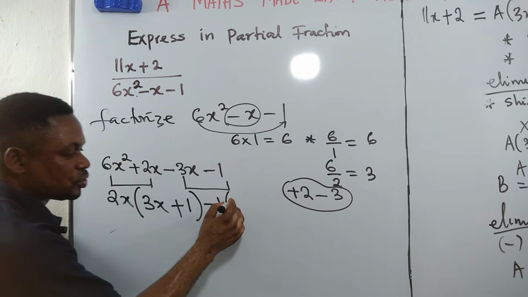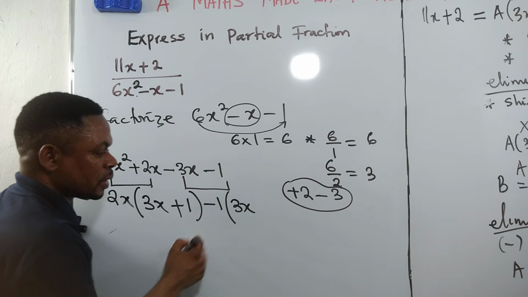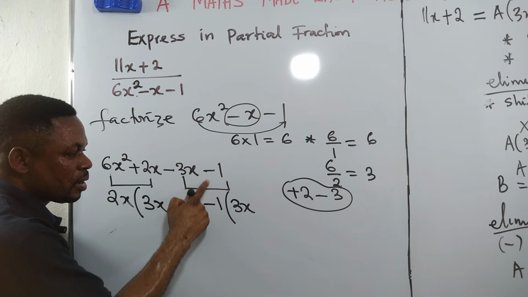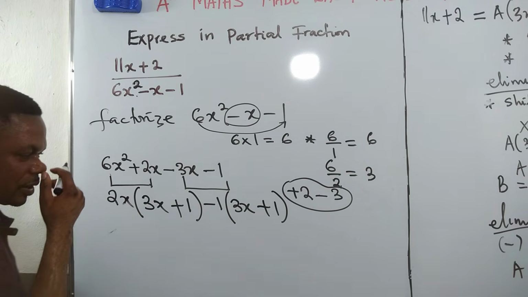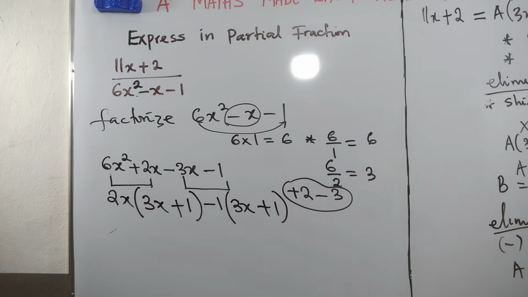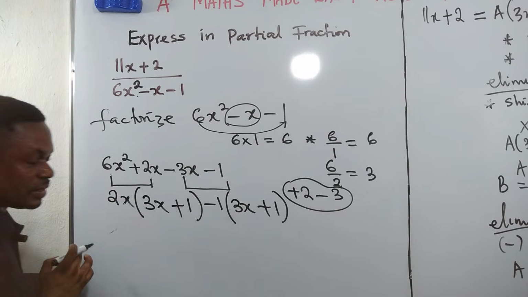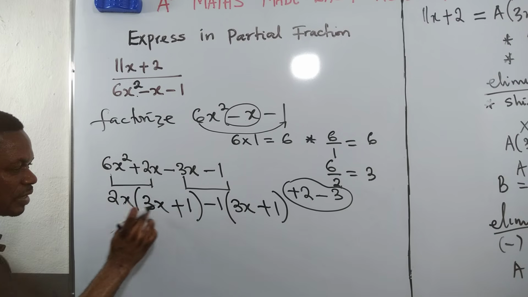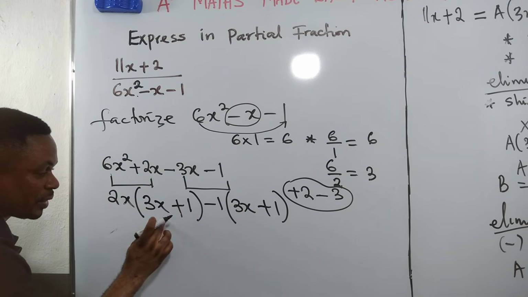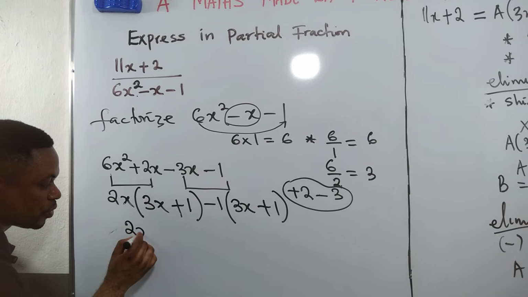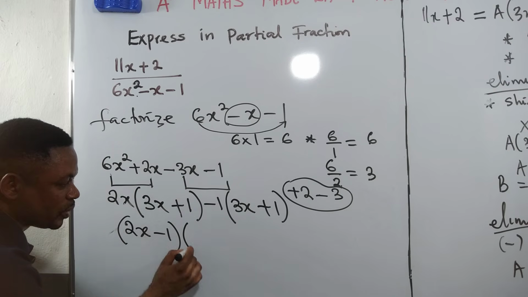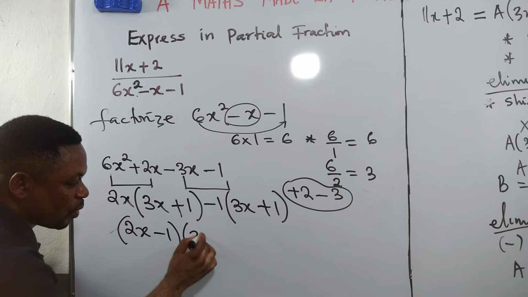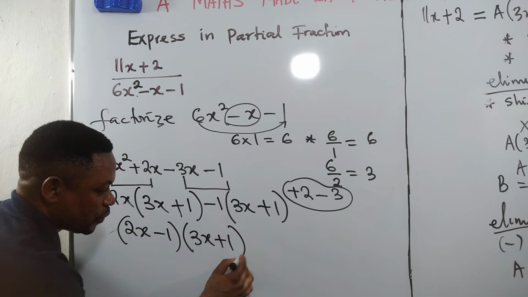1 can go into this to give you 3x. Are you there? Then minus 1 into minus 1 will give you plus 1. Close the bracket. We have decomposed it. This value and these values are the same thing. Now the law of factorization says pick one of the brackets. But meanwhile we have 2x minus 1. Close the bracket. Open again. We have 3x plus 1. Are you with me now?